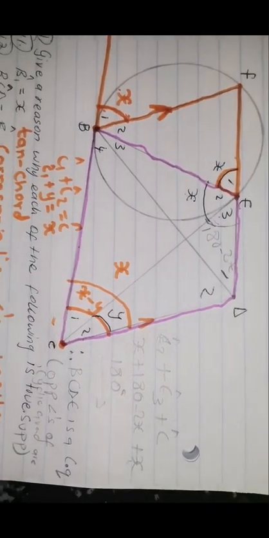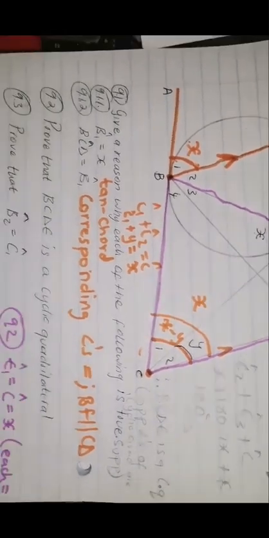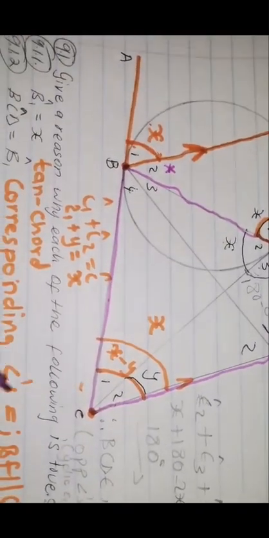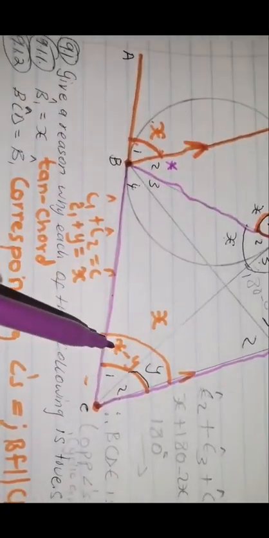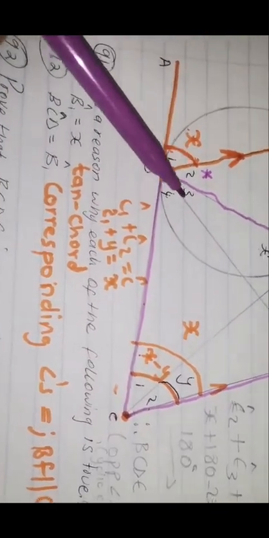Then I'm done, guys. This is another way we can use to find 9.2. Then the last question, 9.3. Prove that B2 equals C1. What's the value of C1? We have found C1 here. Remember, x minus y. Meaning, I need to prove that B2 is equal to x minus y.